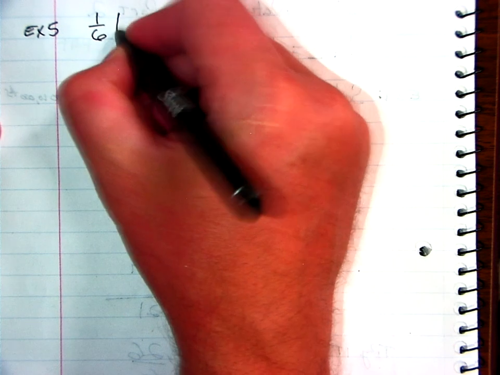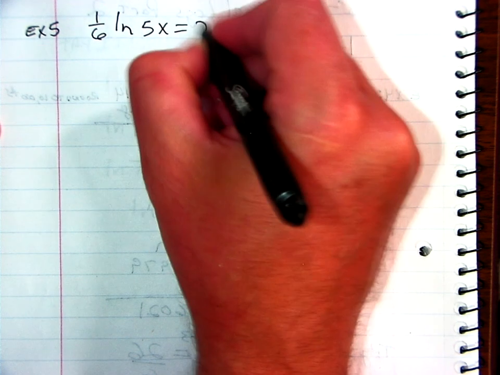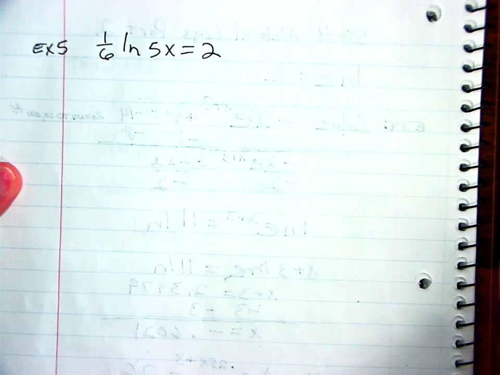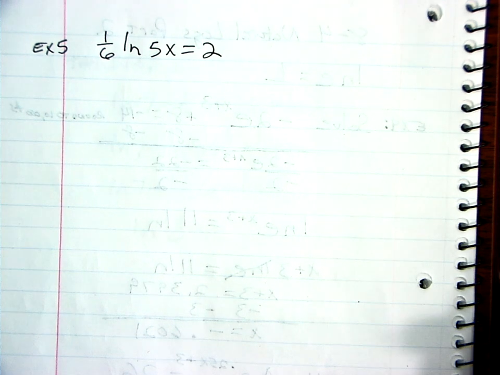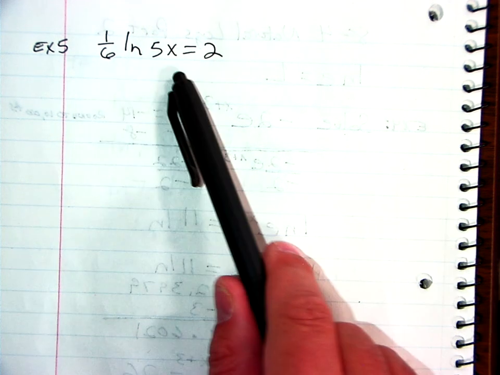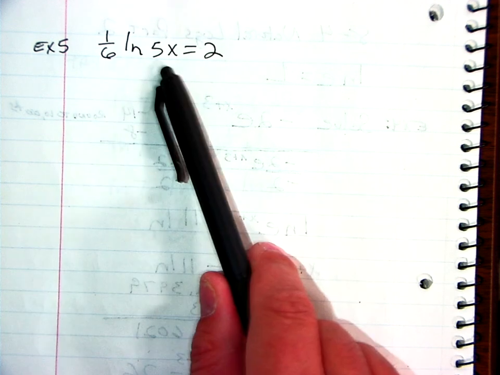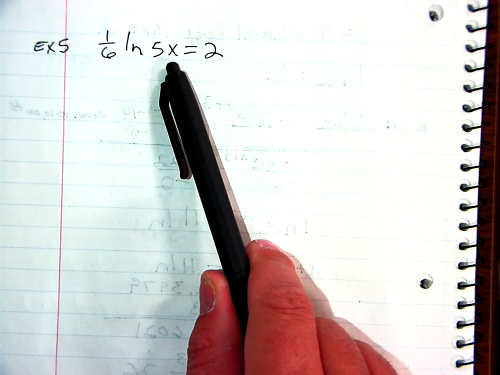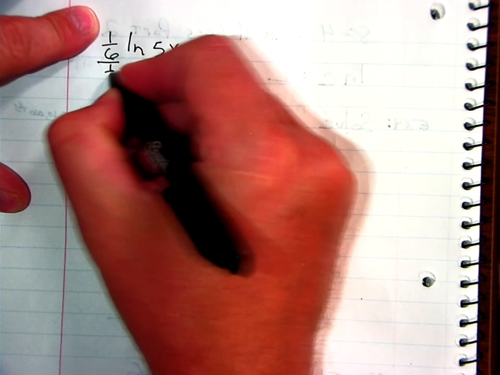All right, example 5. Very similar. One-sixth natural log 5x equals 2. This one is very similar. So we're solving for x. What's the 1/6 doing to the natural log of 5x? It's multiplying. So to get rid of it, we divide. So I'm going to divide both sides by 1/6.